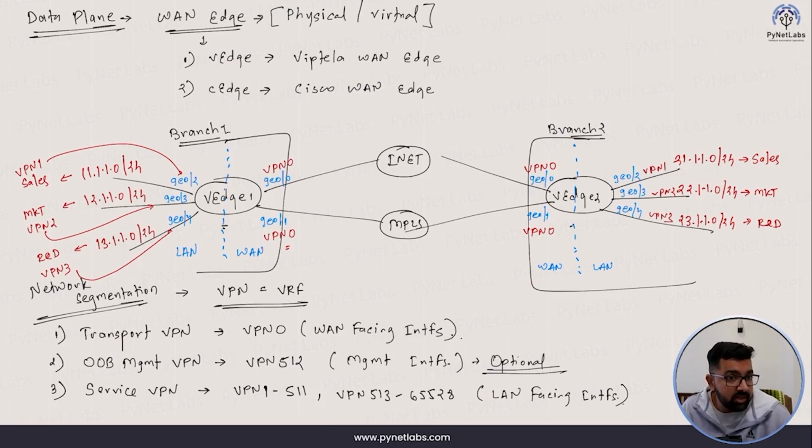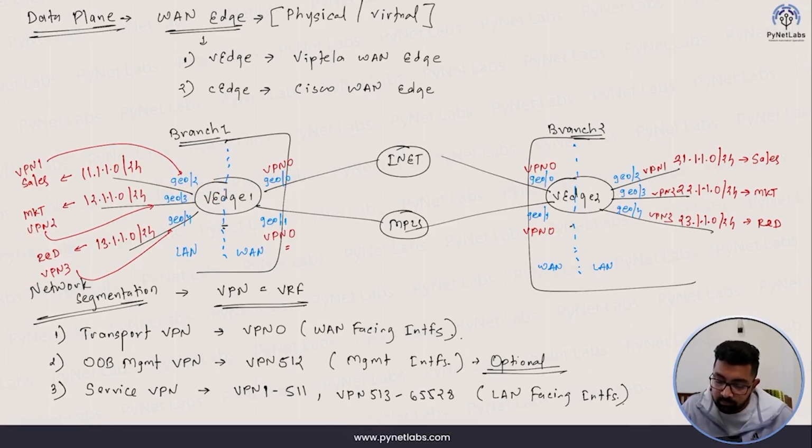No inter-VPN communication is allowed by default. Only same-VPN communication will be allowed. Even if you have multiple interfaces, your G0/2 cannot even speak to G0/3 locally because both of them are part of different VPNs. And for each VPN, there will be a routing table.